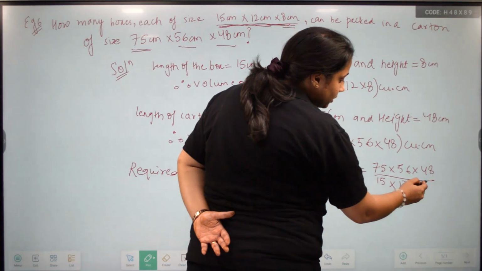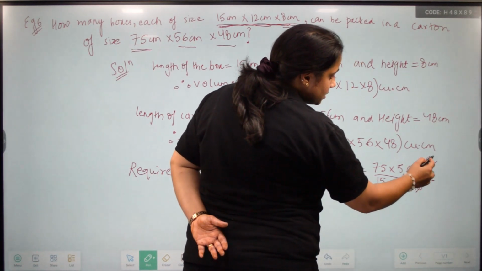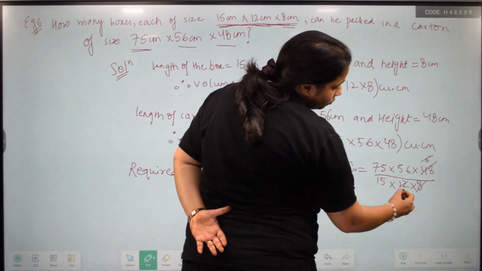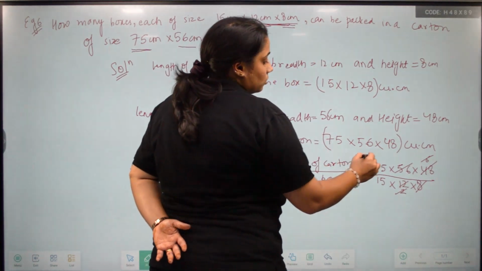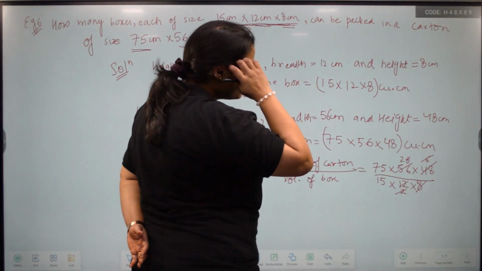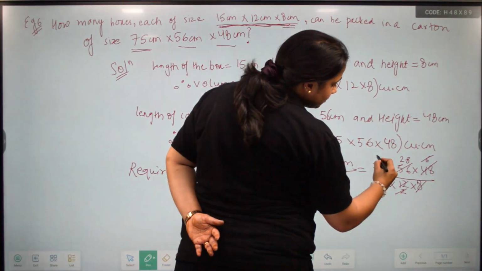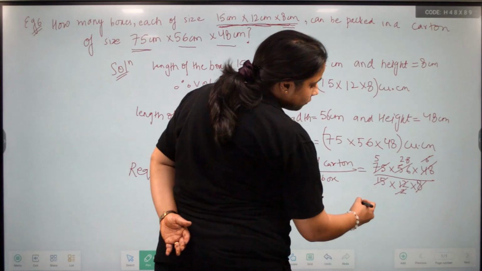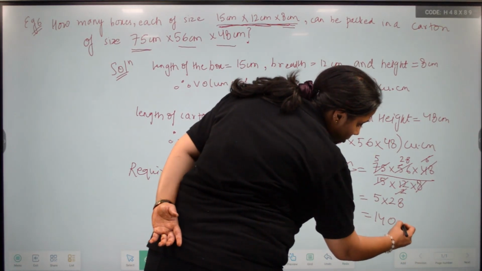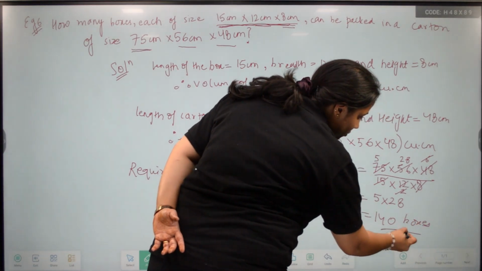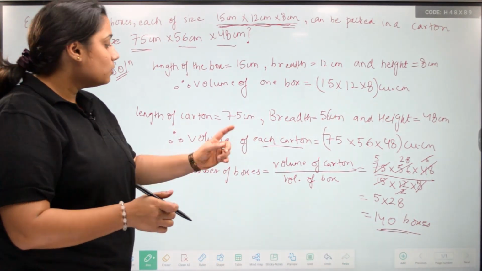Now cut it. 8 will divide this 48 6 times, 6 will divide this 12 2 times, and 12 will divide this 56 28 times, and this 15 will divide this 75 5 times. So we are left with 5 into 28, so it is 140 boxes. Therefore the required number of boxes that can be packed inside the carton will be 140.